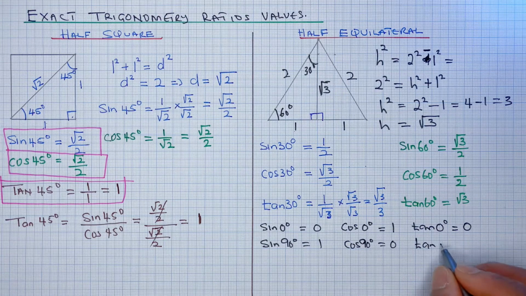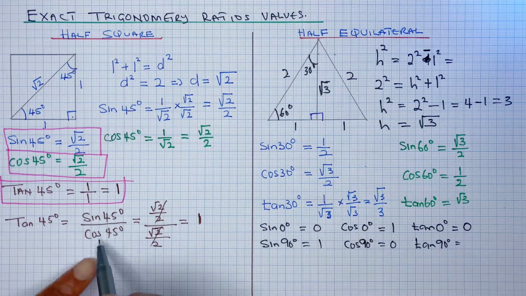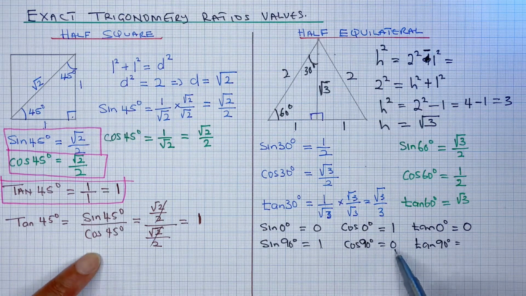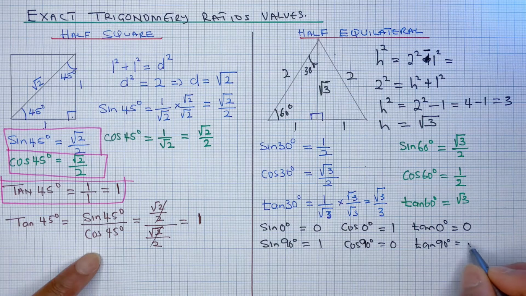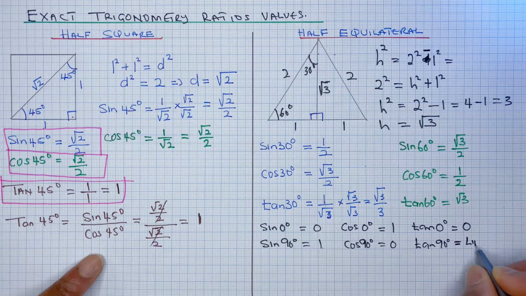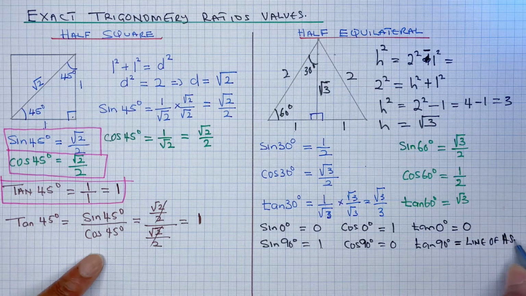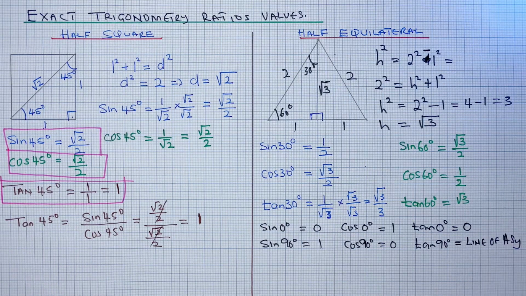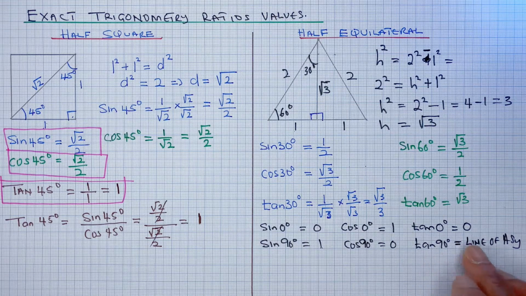Tan 90 degrees, we know tan is sine over cos, that'll be 1 over 0. 1 over 0 is undefined, so it's what you call the line of asymptote. So it's undefined. It's the line that the curve approaches but never touches.